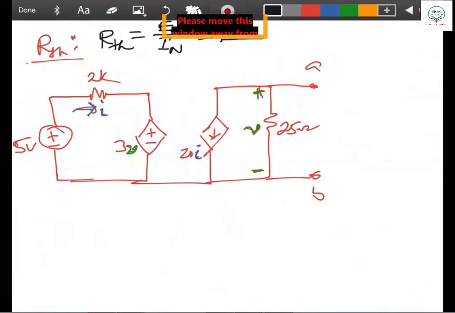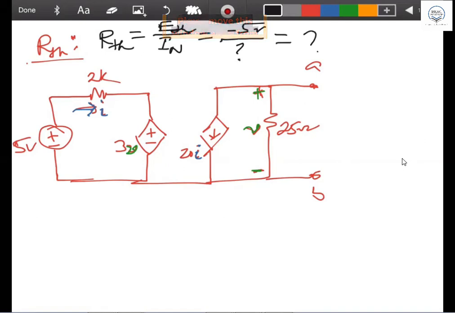Hey, can you tell me? Minus 5. Minus 5. Already we got, this is minus 5 volt. Only we have to find the I Norton. If you can find the I Norton, you can find the value of R Thevenin. Very straightforward. 50% already done, another 50%, that is I Norton.